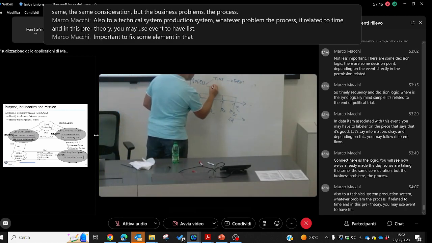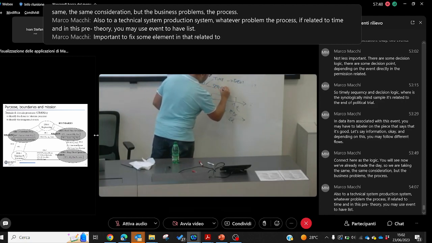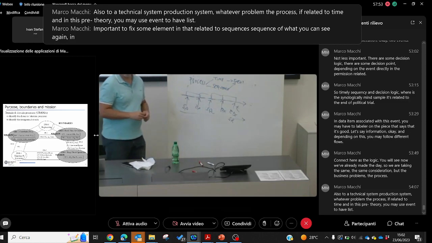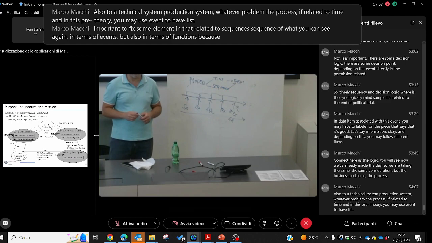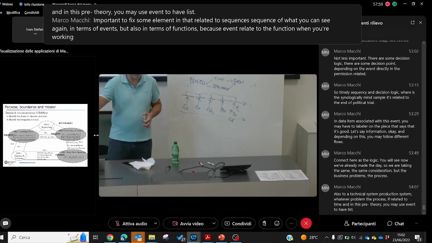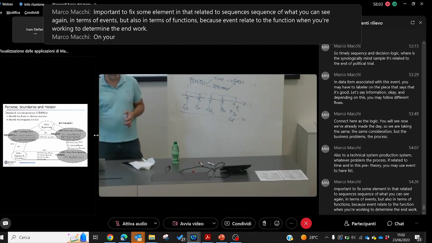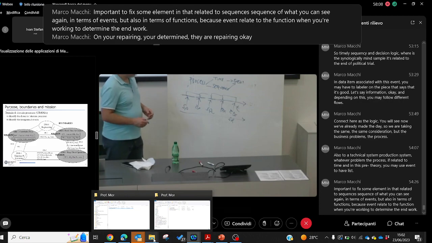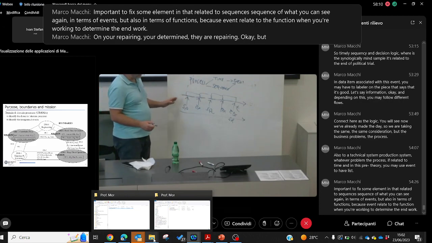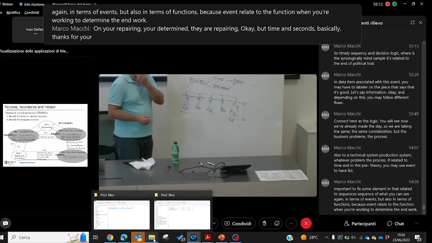Related to sequence. Sequence of what? You can see again in terms of events, but also in terms of functions, because an event relates to a function. When you're working, you determine the end of work. When you're repairing, you determine the end of repairing. Okay? But time and sequence basically tell you realization through time.